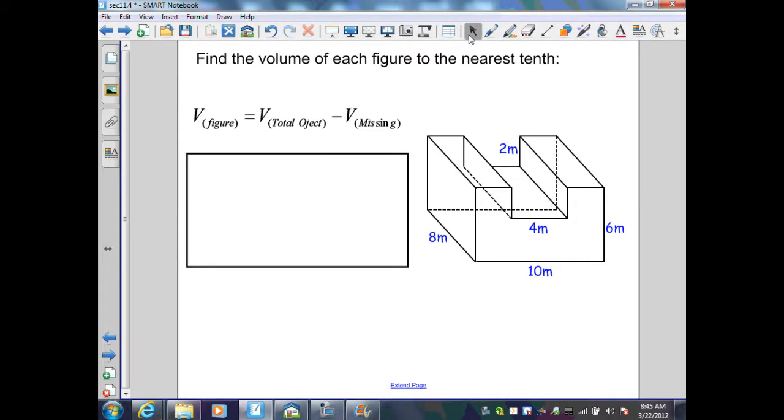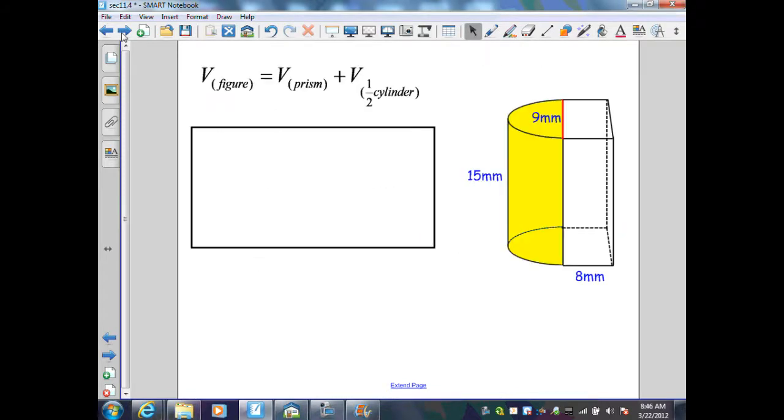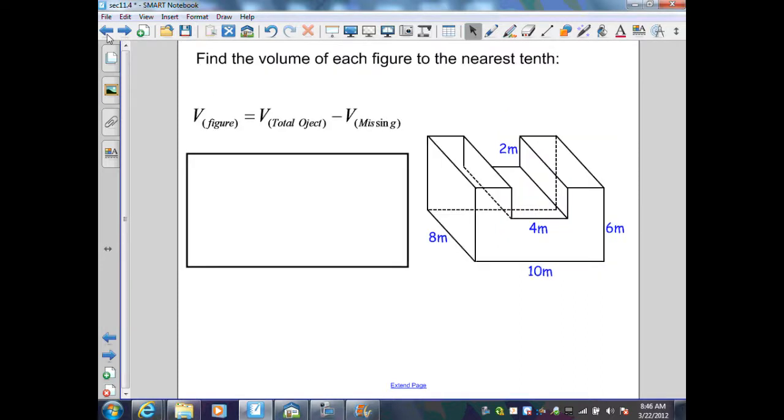When I do that, it's going to look like this. I have the volume of my total object, which is 8 by 10 by 6, minus the volume of the missing prism, which is 8 by 4 by 2. Using a calculator, 480 minus 64, or 416 millimeters cubed. Again, we want to find the volume of the object. On the previous example, we had a prism taken out.